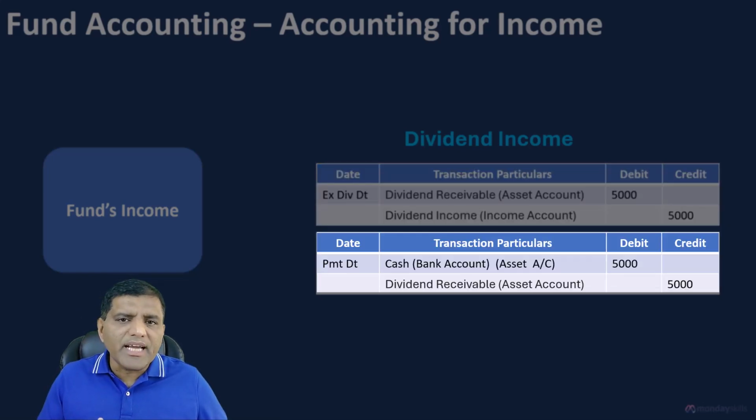On the payment date, the company will make the payment and your custodian will credit your account. So you will debit the bank account, which is an asset account, by the amount of dividend and credit the dividend receivable, which is an asset account, with the amount which has been received as dividend. So the journal entries would be debit the bank account and credit the dividend receivable account.